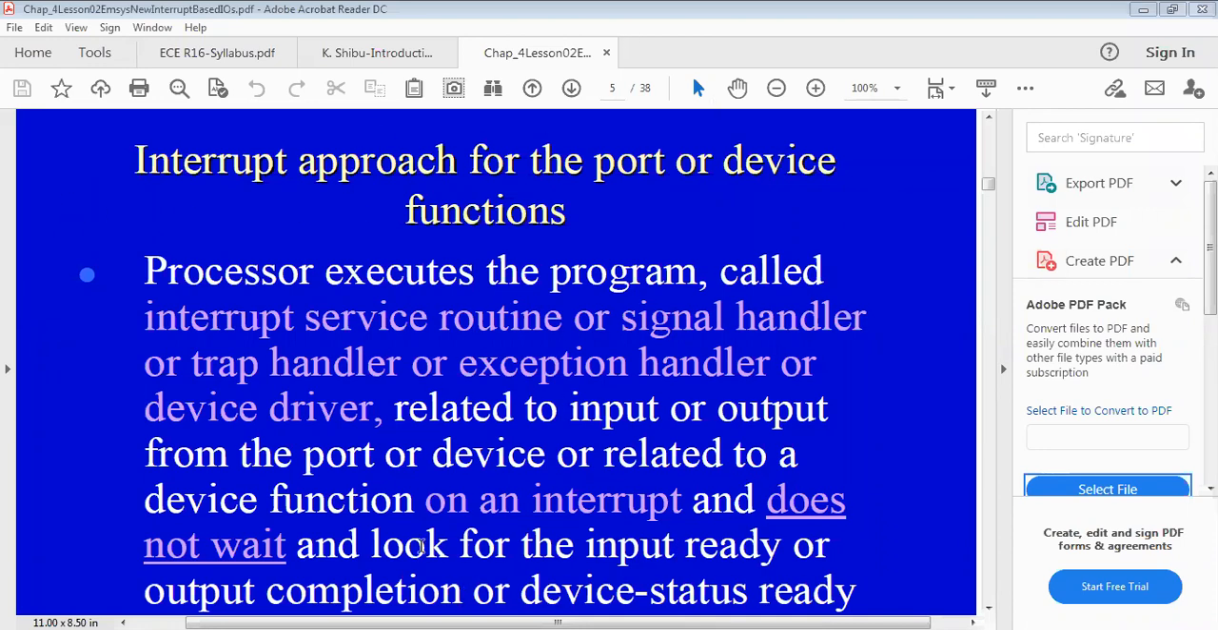Okay, that is called exception handling. Okay, device driver, trap handler. Okay, see here, when it is added to that exception, device function on an interrupt and does not wait, that is, if I don't enable the notification, he says, and look for the interrupt ready. Okay, and look for the interrupt ready or output completion or device status ready. Okay, it does not wait for anything.